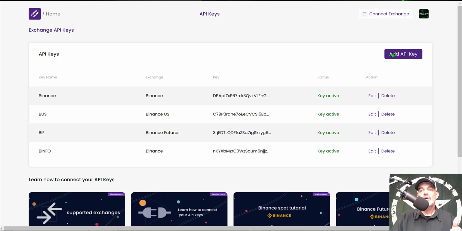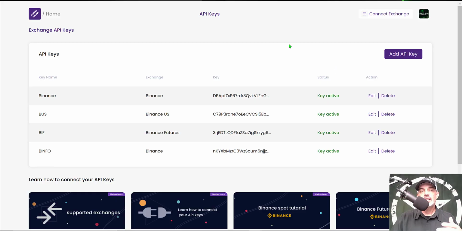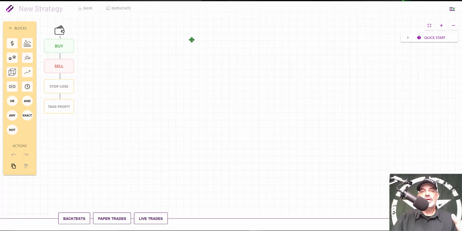Now, they have a tutorial that helps you walk through setting up your API keys, so we're not going to take a deep dive into that today. What I will be focusing on is how to actually build your strategy. And from the menu bar over here on the left-hand side, you just click on Build. That will take you to Strategies. And then you want to create a new strategy, and we will be using their visual editor. So you give that a click, and you will end up with a blank slate on their visual editor.